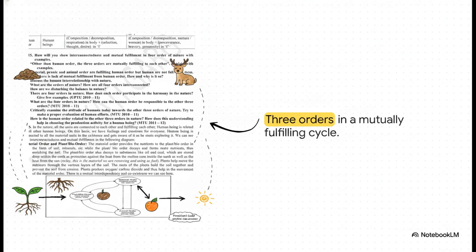The material order provides the nutrients and soil to the pranic, or plant order. The plant order then prevents soil erosion, produces oxygen, and provides food for the animal order. The animal order, in turn, helps pollinate the plants, and its waste goes directly back into enriching the soil of the material order. It's a perfect, self-regulating, mutually fulfilling loop. Every single order gives exactly what the other orders need to thrive.